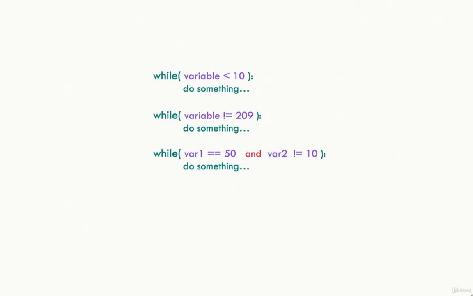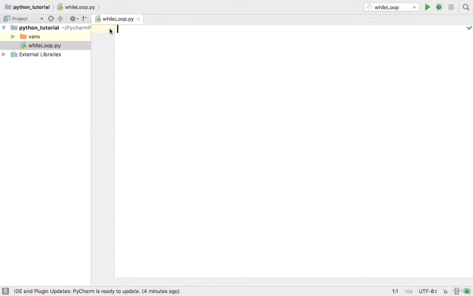Now let's write some coding examples. Let's write our first coding example of while loop. I will create a variable i and I will assign a value 0 to it. You can name this variable anything. i is the most commonly used variable in loops, so I'm using i, but you can name it of your own choice.